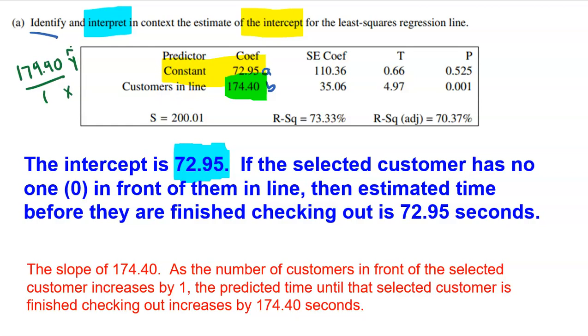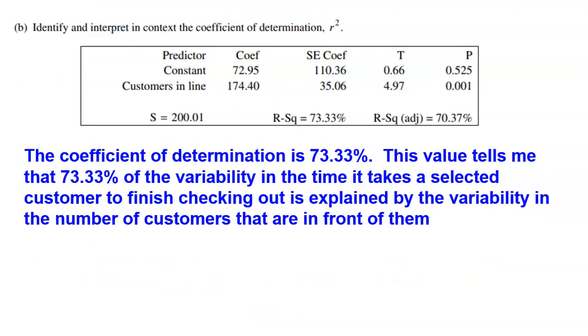So this tells me that for every one additional person that is in front of me in line, it is predicted it will take an additional 174.40 seconds for me to check out. So more people in line, more seconds it's going to take. So that would be the interpretation of the slope. Even though that wasn't asked, I thought it was important to go over.